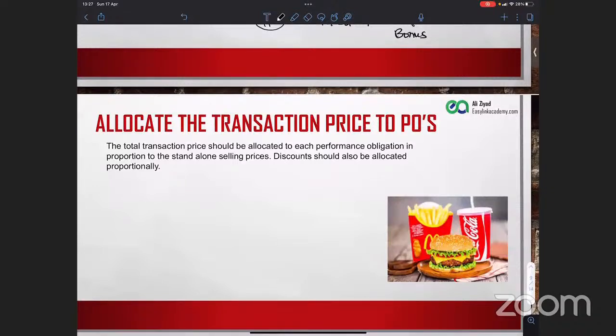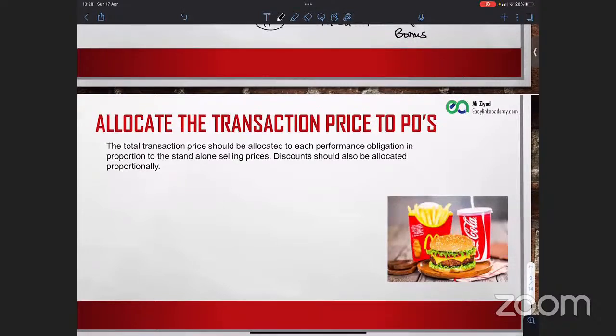Guys, do they sell burgers separately? Yes, sir. Do they sell Coke separately? Yes, sir. Okay. Now we are getting some sound. Do they sell French fries separately? Not very sure, but let's just assume yes. Okay.